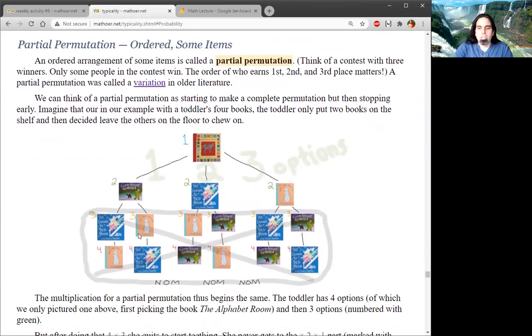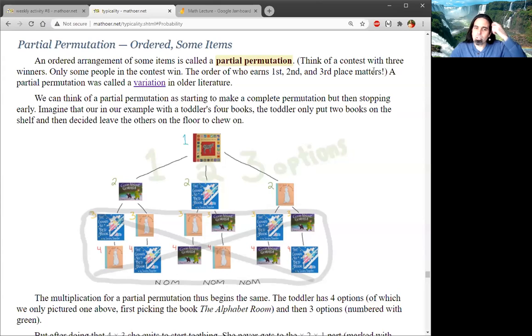Okay, partial permutation. There can be an ordered arrangement, but only using some of the items. So we call it a partial permutation because we only use part of the collection of items. This is the pizza that has only a few of the many toppings on it. Or think of a contest with 3 winners. I'm sorry, it's not the pizza because this is ordered. So think of a contest where there are 3 winners, only some people will win, and the order matters, whether you're first or second or third.